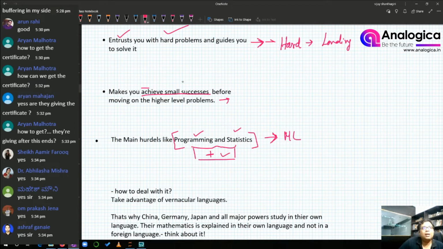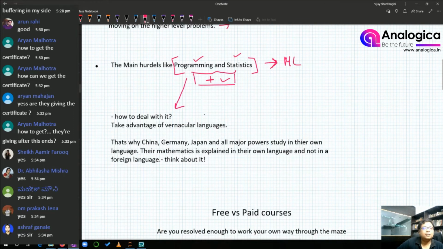But how do you get this transition? How do you become professional, right? That's the question. So I have a system for it. This is what we call taking advantage of vernacular languages. So there's this fact, not a story, it's a real fact, that in China, Germany, Japan, and all the major powers, the students study in their own language.